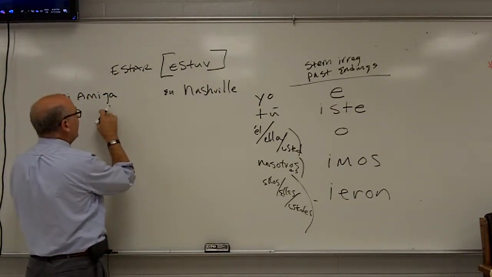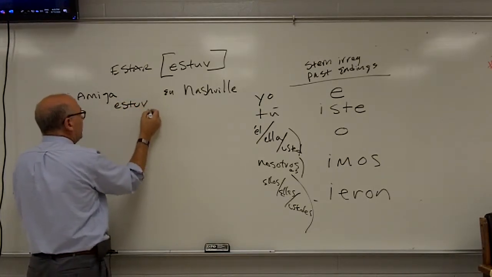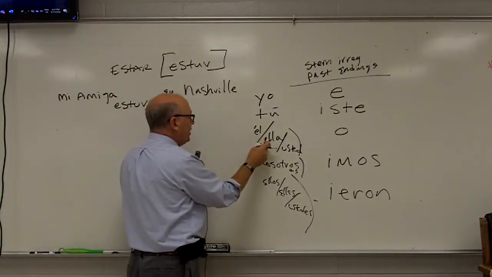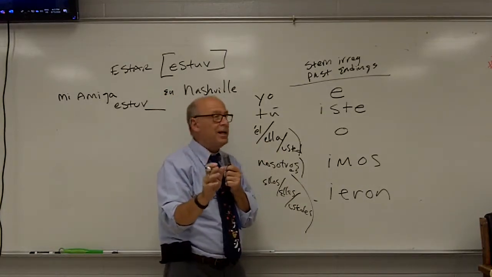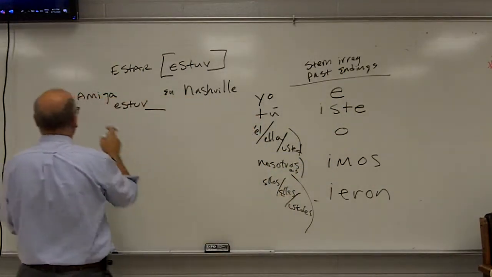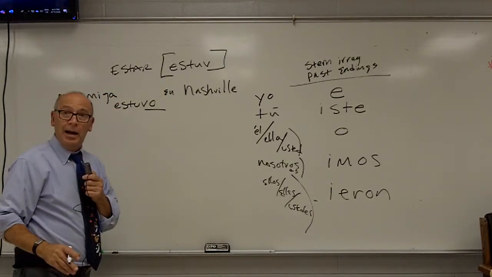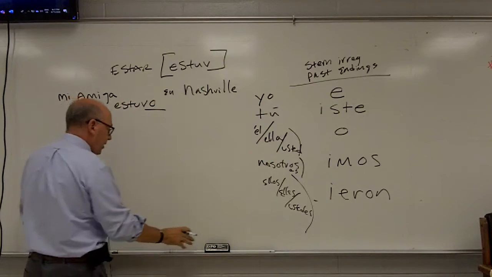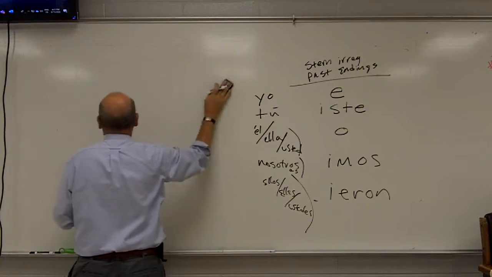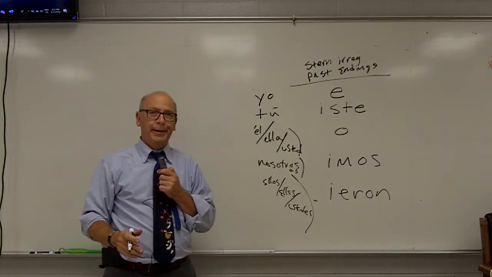So what am I going to do? My friend, mi amiga, E-S-T-U-V, I got to put an ending in there. Well, my friend could be he or she, but I am going to use this ending because these are the stem irregular past endings. I use the O. So I say, mi amiga estuvo en Nashville. My friend was in Nashville. Oh, that's not so bad. Okay, very good. All right. Now, how about the verb, let's see.